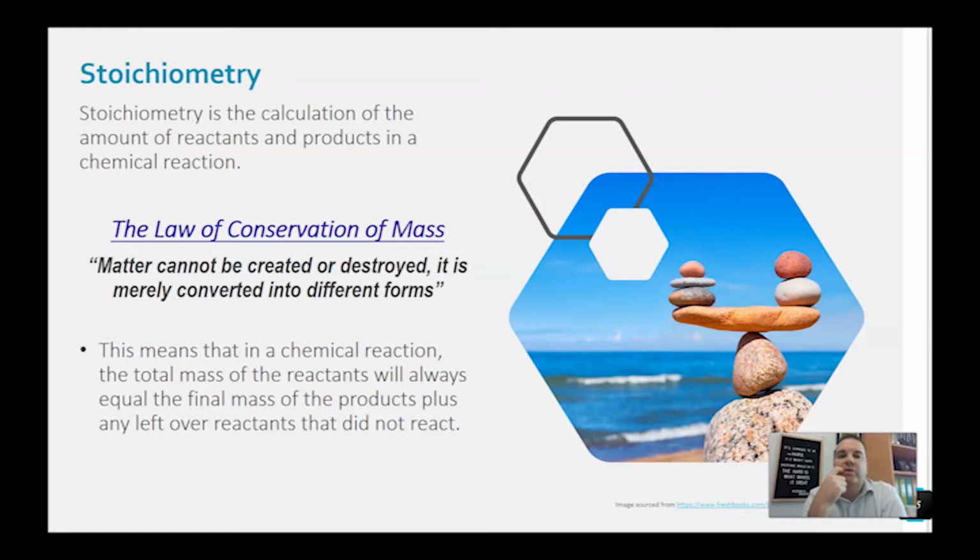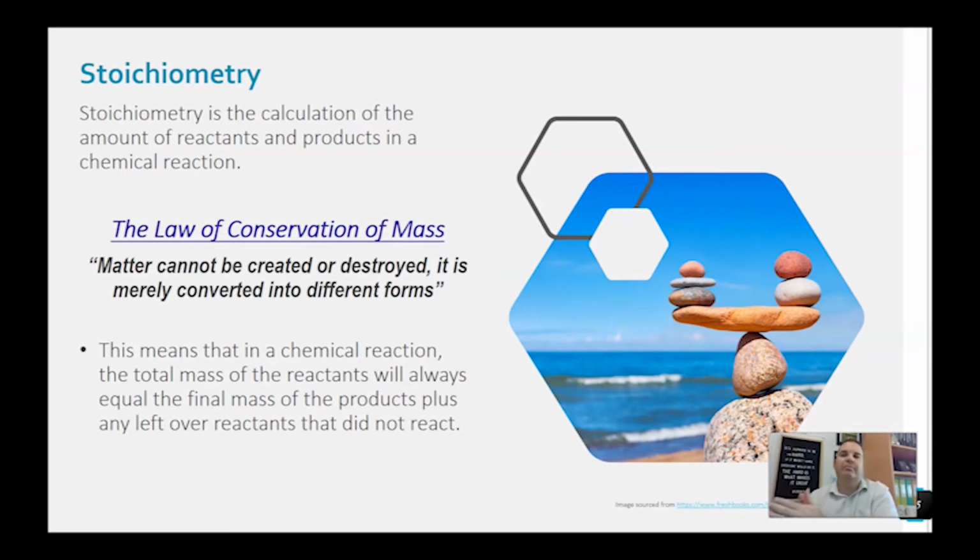So you've got to remember stoichiometry is the calculation of amount of reactants and products in a chemical reaction. And the important thing to remember is what's called the law of conservation of mass. So there has to be balance, all right? Matter cannot be created or destroyed. It can only be converted into other forms. What that means is that if you have 10 kilograms of reactants at the beginning, you must have 10 kilograms of stuff at the end.